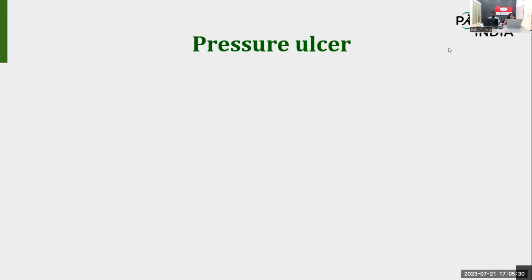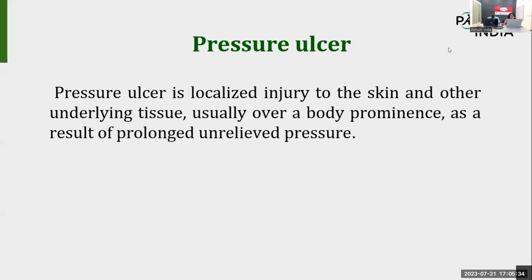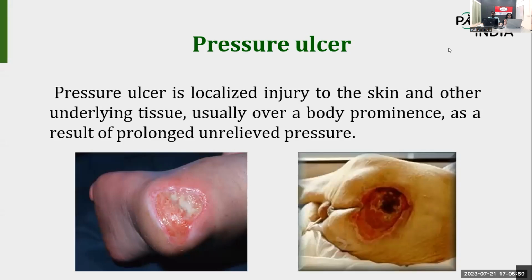So here we are talking about the pressure ulcer. A pressure ulcer is actually a localized injury. First, it happens as a localized injury on the skin layer, then it goes to the underlying tissues. Mainly it happens in the bony prominence area as a result of prolonged, unrelieved pressure. If a patient is lying in the same position, the bony prominence internally gets pressed between the mattress, the skin layers and the tissues. It gets pressure, and only then will the pressure sore develop.